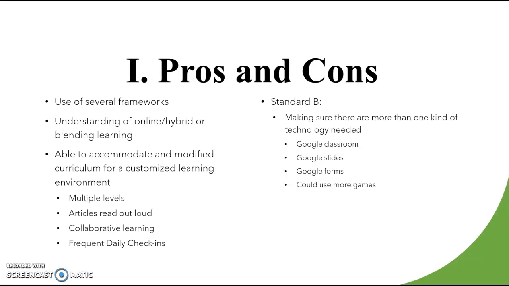The thing that I thought was my biggest con in the delivery section was my Standard B. I need to make sure that I'm using more than one type of technology. I seem to stick to the Google Classroom slides and forms. I struggle with creating ways for my students to present, to offer different types of learning, like incorporating games or Flipgrids. I tried to do that and I really struggled with it this time. But I think that's one area where I really could use some work: using a few more types of technology.